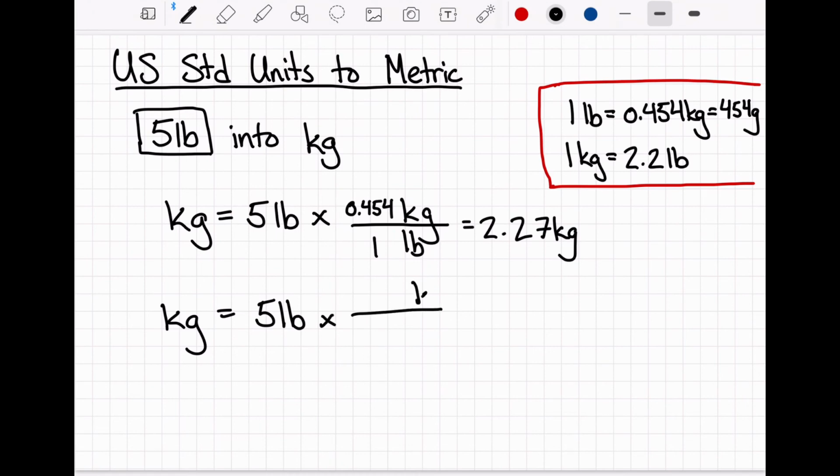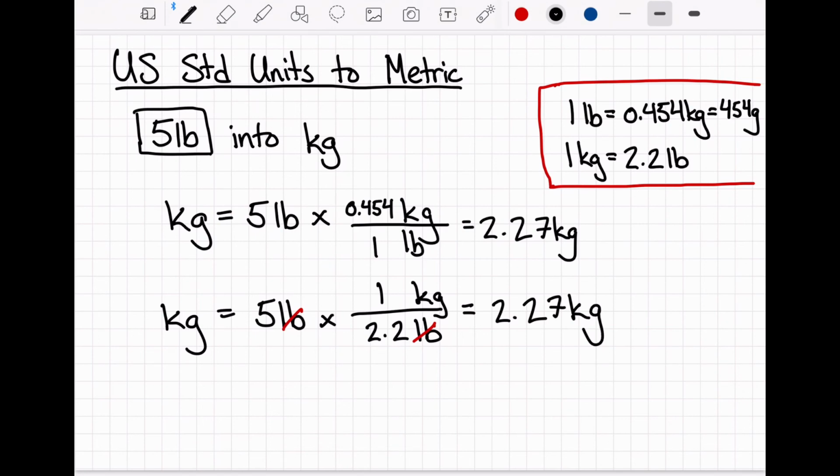We know we want kilograms, and we need pounds on the bottom there. Now, I know that 1 kilogram equals 2.2 pounds. Okay? I compute this out. Remember, we're going to cancel our units and be left with kilograms. And I'm going to end up with 2.27 kilograms.